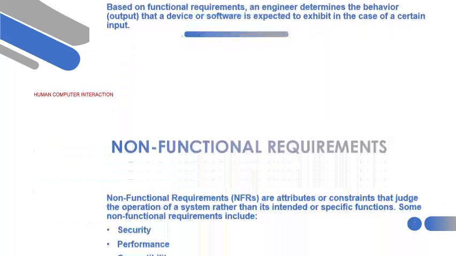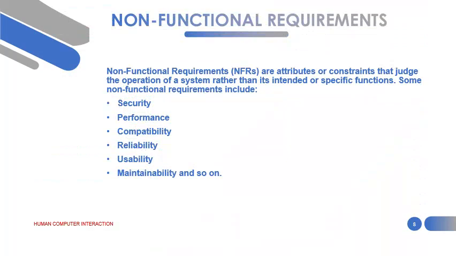We also have non-functional requirements. Non-functional requirements are attributes or constraints that judge the operation of a system rather than its intended or specific function. All we are trying to say here is that apart from what the system being designed is supposed to do, that is the intended function, how should it do it? The difference between functional and non-functional requirements is basically what it should do versus how it should do it.